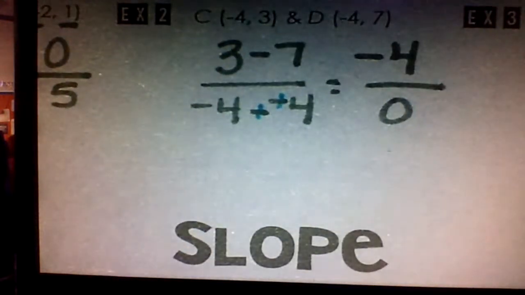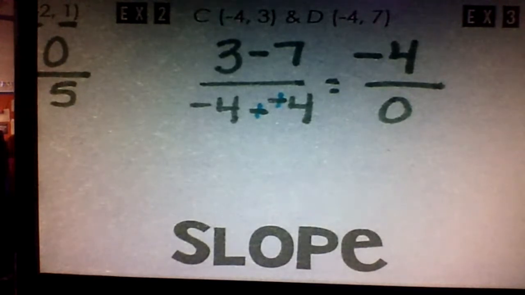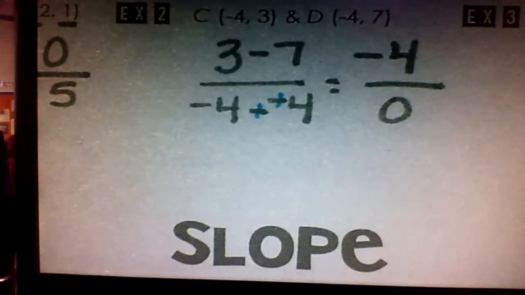So what is my actual slope then? Undefined. Remember, you cannot divide by 0. If you would actually go to your calculator right now. Plug in negative 4 divided by 0. And what does it tell you? It says error. Yeah. That means that your slope is undefined. You are not allowed to divide by 0 in math. So your slope here is undefined.